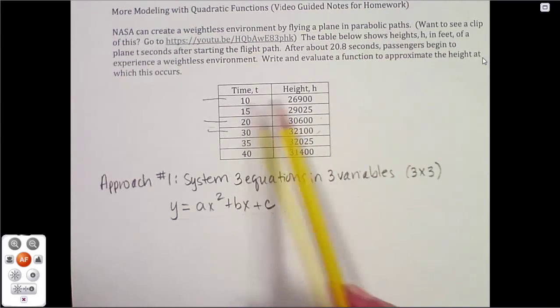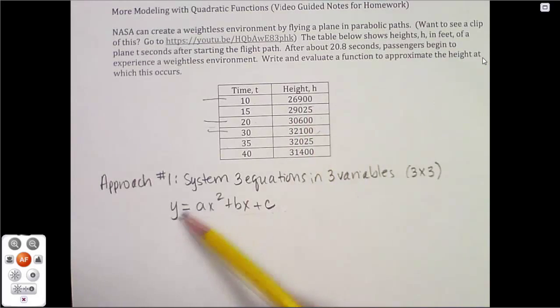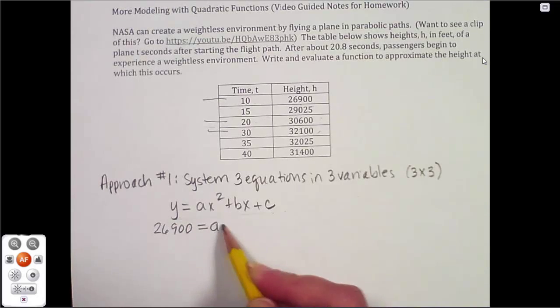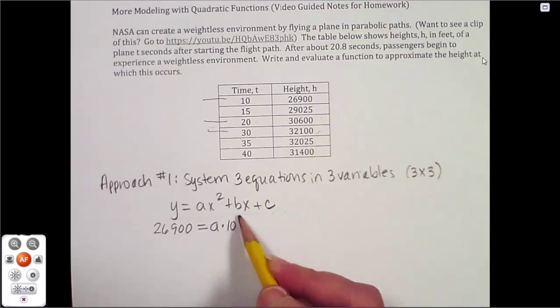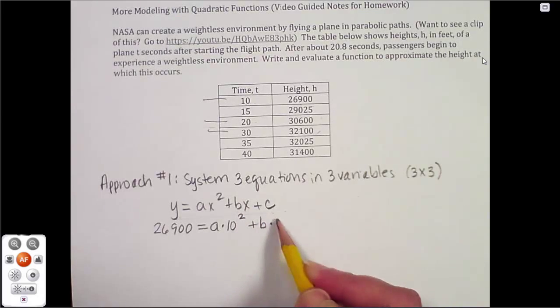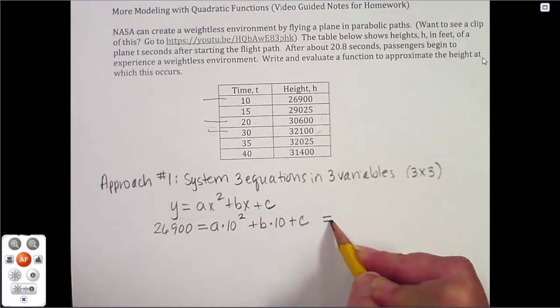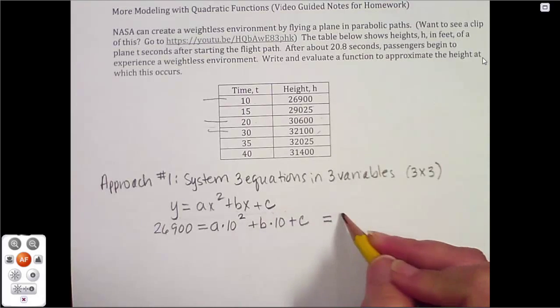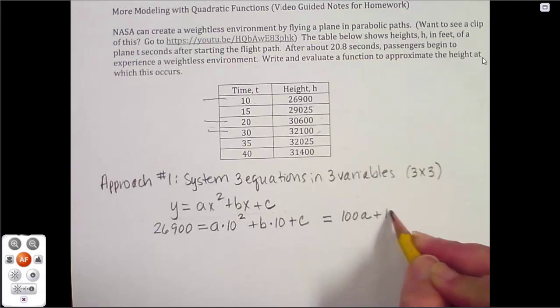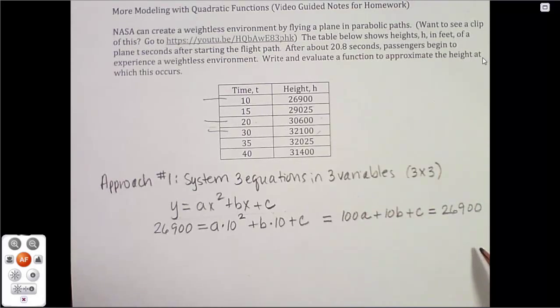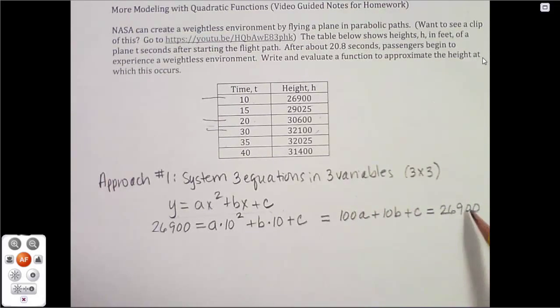For the point (10, 26,900), my y value is 26,900, and that equals a times my x value, 10 squared, plus b times that x value of 10, plus c. I'll clean that up and put it in an order I'm more used to: 10 squared is 100a plus 10b plus c equals 26,900. Again, I'm looking ahead, and when I solve a system, I'm used to my variables being on the left and my constant being on the right. It's not a big deal if you don't switch that up.